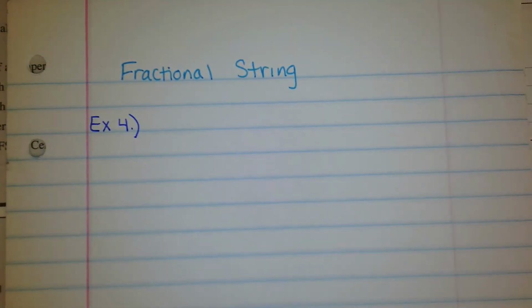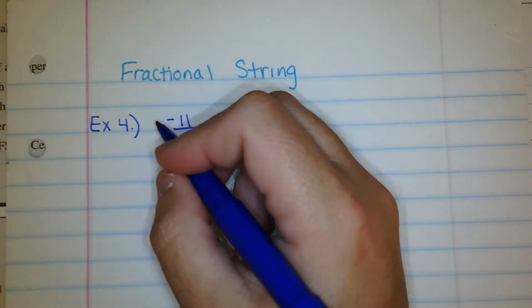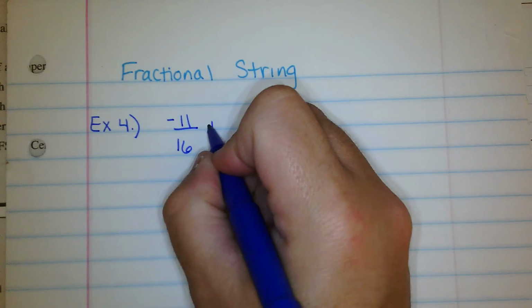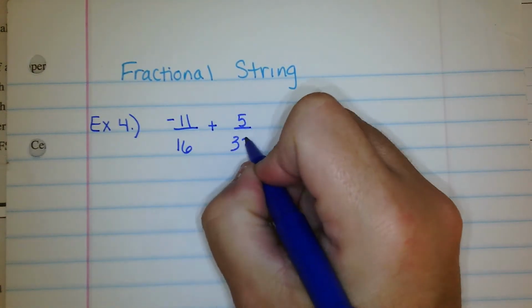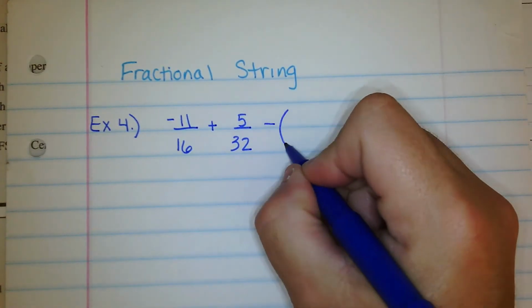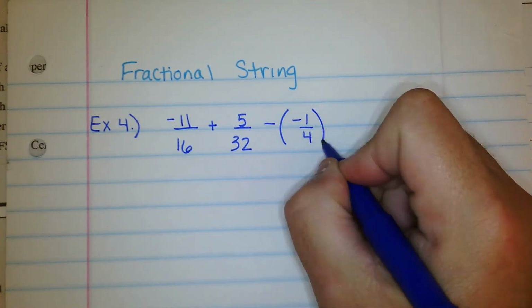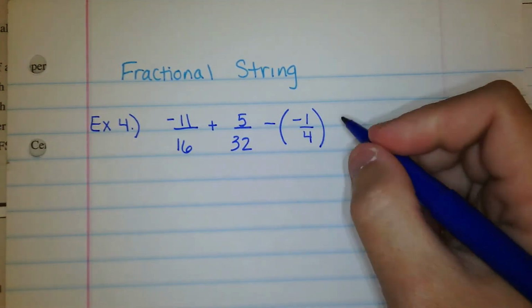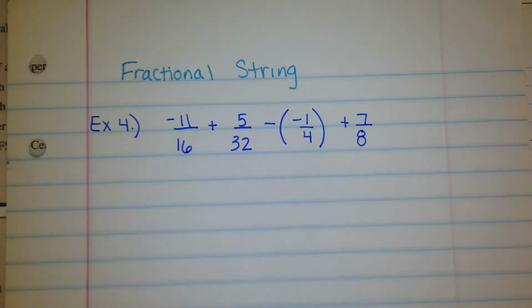Our number string with fractions is negative 11/16 plus 5/32 minus negative 1/4 plus 7/8. Now, people typically would look at this and go, oh, that's too much. But we know a little bit more now.